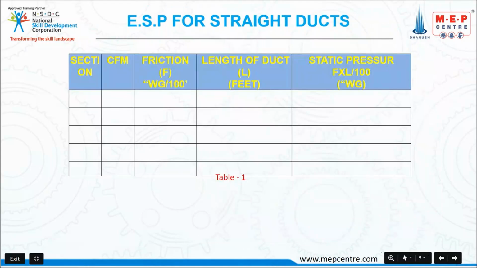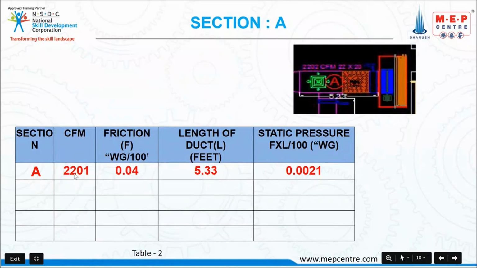So let's go. This is the thing which we use to calculate the ESP for straight ducts. Section, CFM, friction loss, length of the duct. Static pressure equals friction into length divided by 100. Coming to section A, we have 2201 CFM, friction is 0.04. So how are you getting this 0.04?